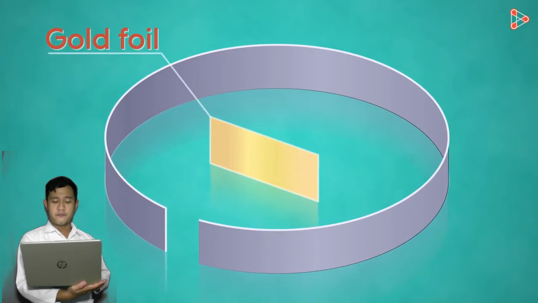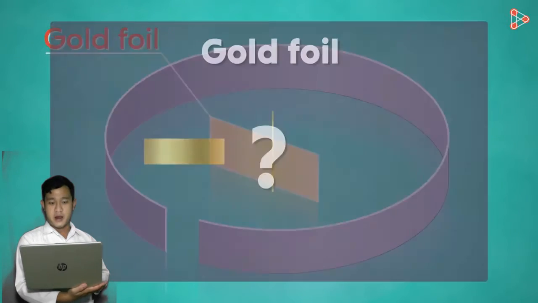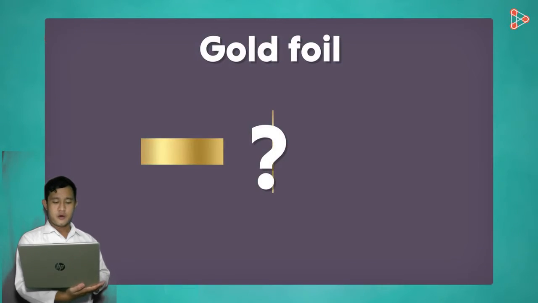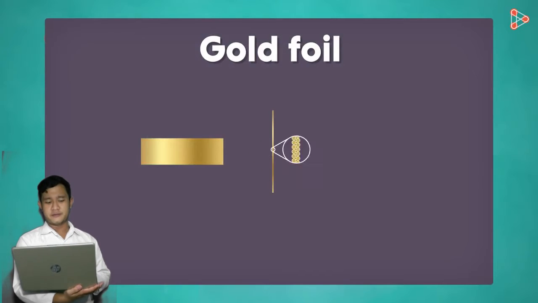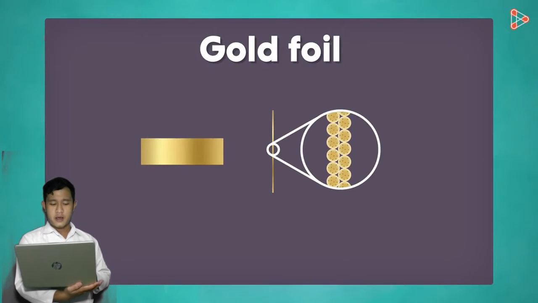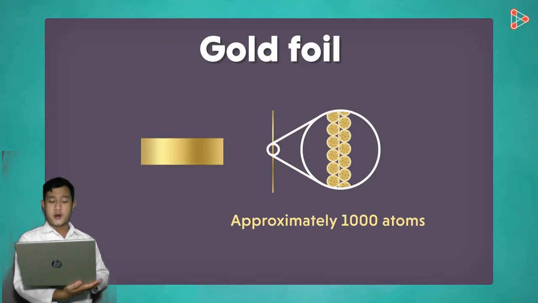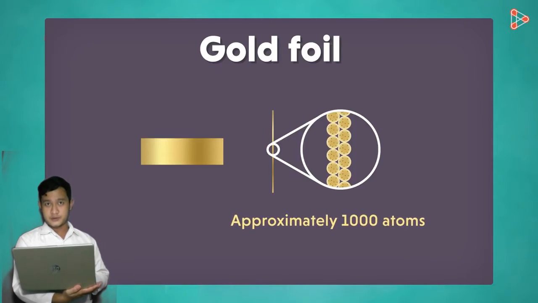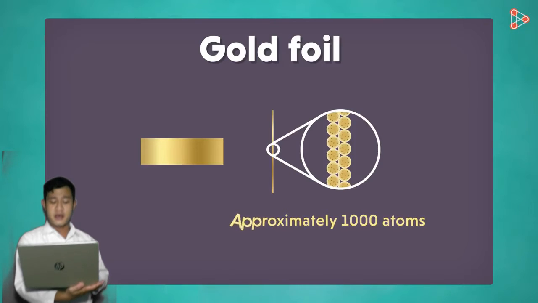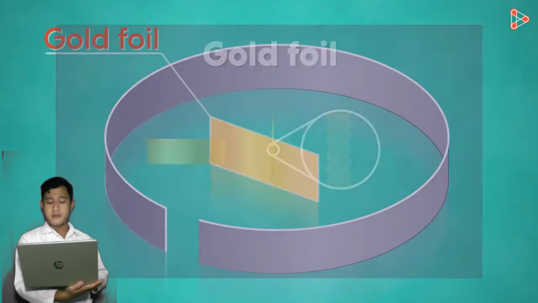Next, he used a very thin gold foil on which the alpha particles would bombard. Why did he choose a gold foil? Well, a really thin gold foil was estimated to contain approximately 1,000 atoms. The fewer the atoms, the more confident the experiment will be.